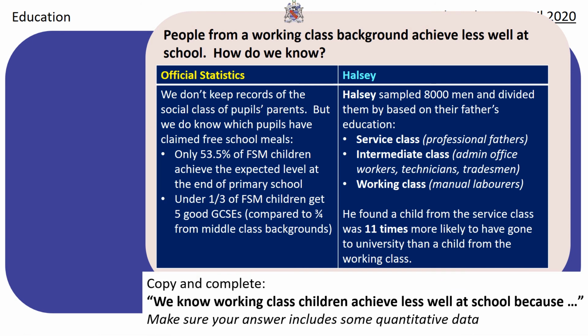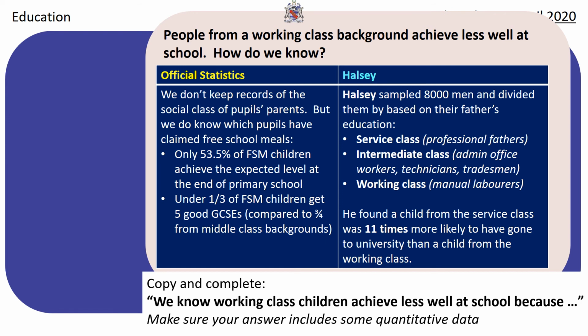Okay, I just want to check you've understood that data. So can you copy and complete this sentence? We know working class children achieve less well at school because, and use the information we've got here to answer that question and include at least some quantitative data in your answer. Pause the video to write that paragraph.